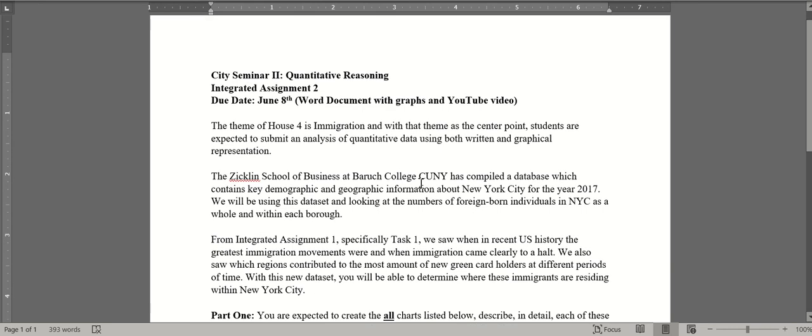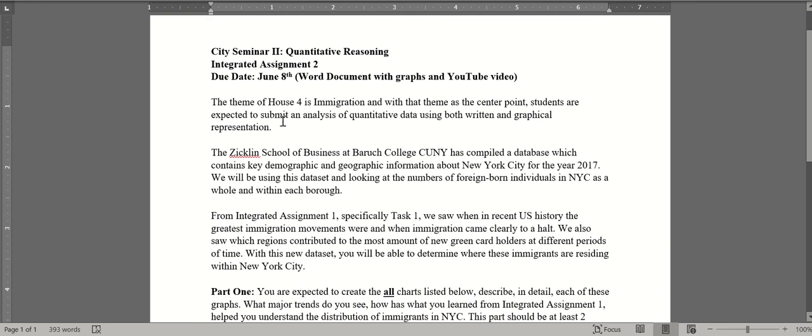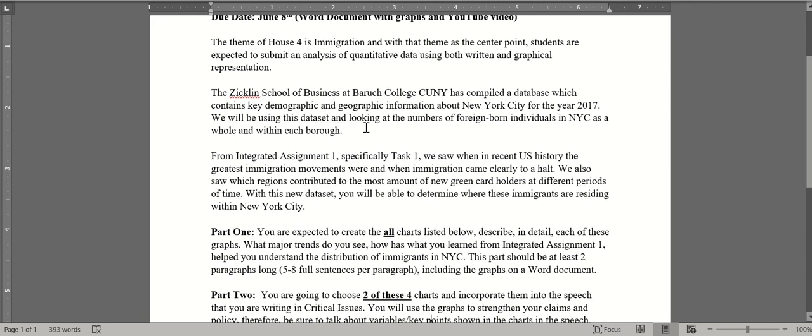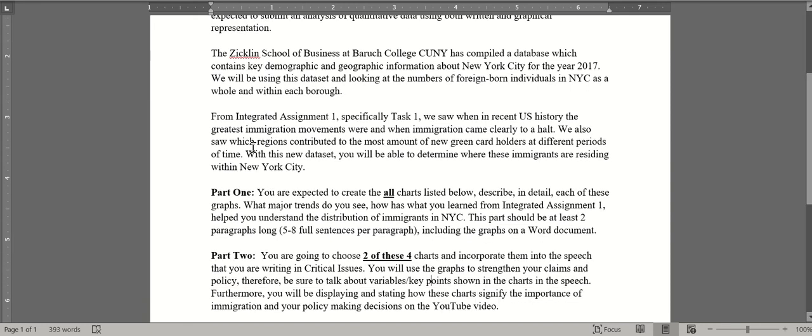So let's get started. As you guys know, the theme of this house is immigration, and with that in mind, we're going to do some analysis using quantitative data, right? So the Zicklin School of Business at Baruch College has basically compiled a data set that has key demographics and geographic information about New York City for the year 2017. We're going to be using this data set and looking at the numbers of foreign-born individuals, so immigrants, in New York City as a whole, and then also within each borough, right?